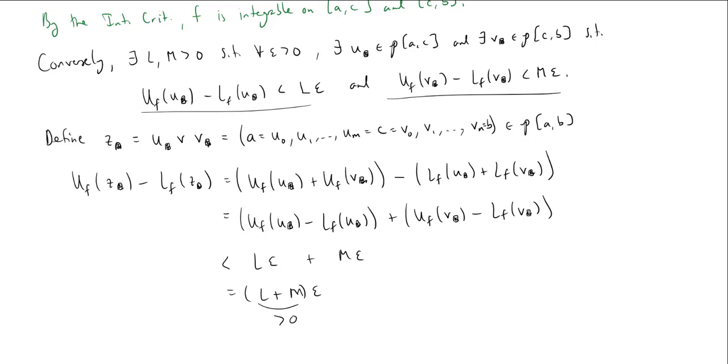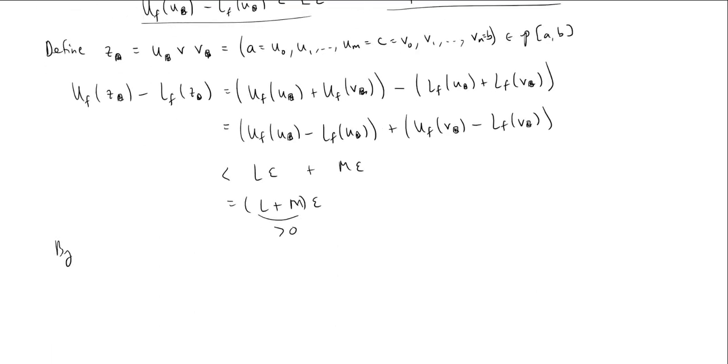Hey, there we go. By the integrability criterion, we're done because we've just shown the difference of the upper and lower sum on some partition is less than some positive multiple of epsilon, and this positive multiple does not depend on epsilon. So by the integrability criterion, f is integrable on the entire interval AB.